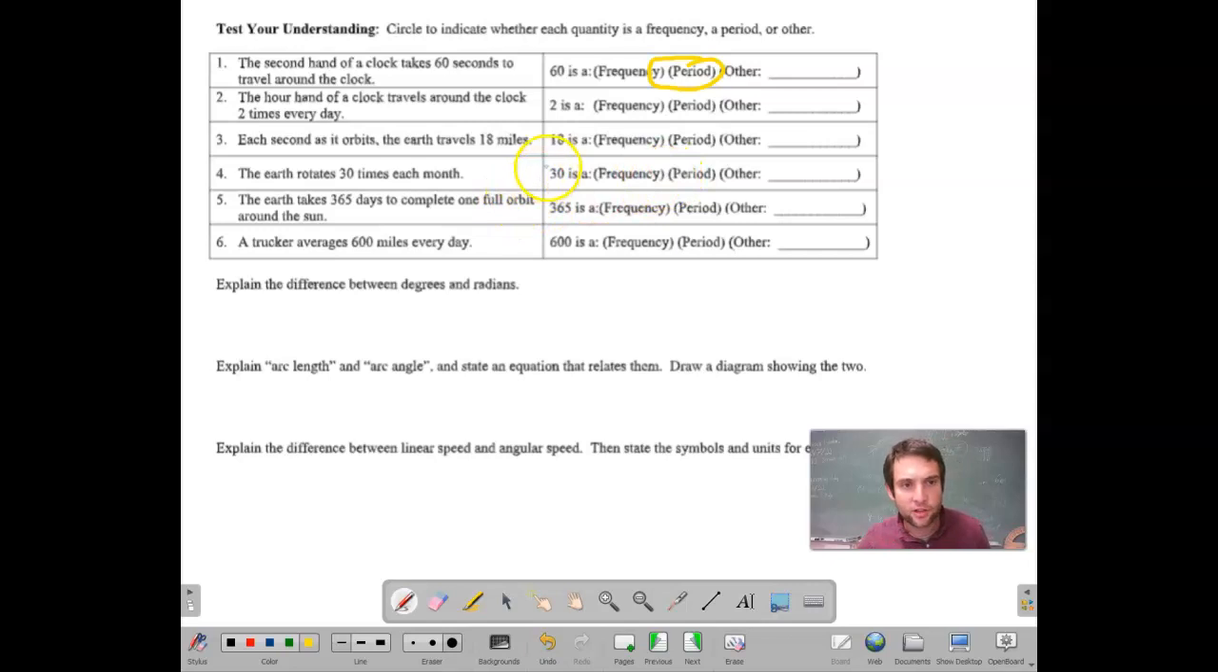The hour hand of a clock travels around the clock twice a day. That's number of circles per unit time. So that is our frequency.